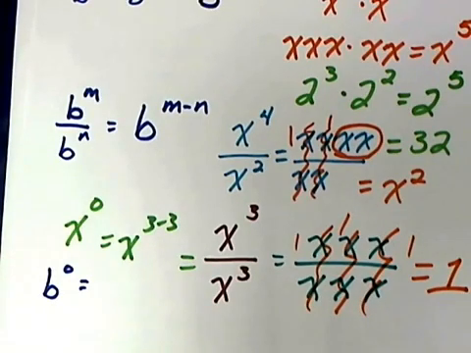Wait a second. If the law works and the long way works, which are both legitimate legal ways to do math in math land, I got two answers that look different. I got 1 over here and I got x to the 0 over there. What can I say about that? I don't know. Think. Well, x to the 0, isn't that just x?